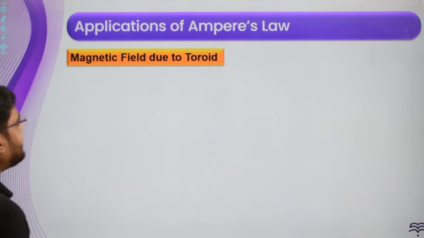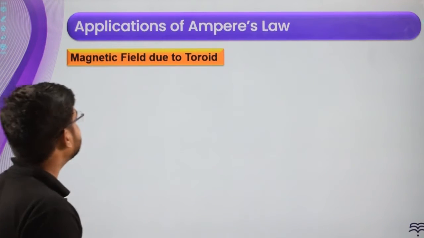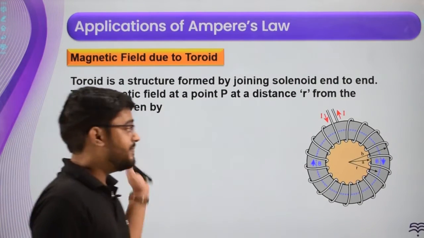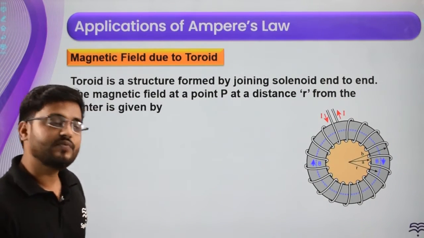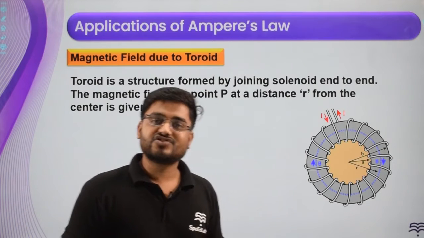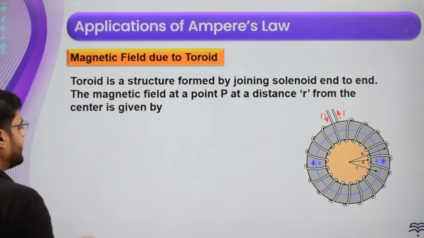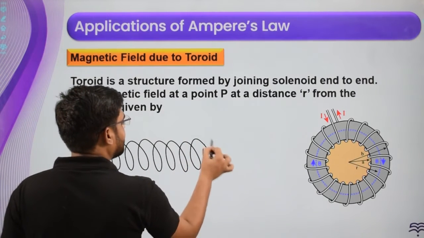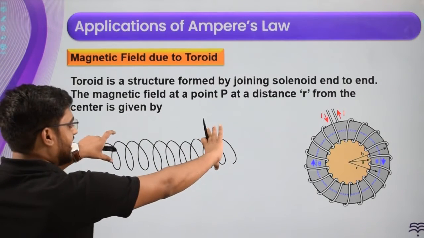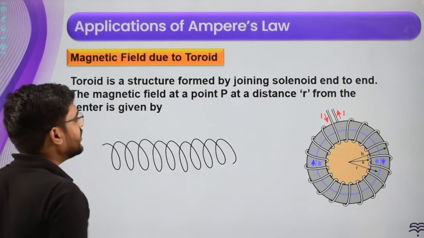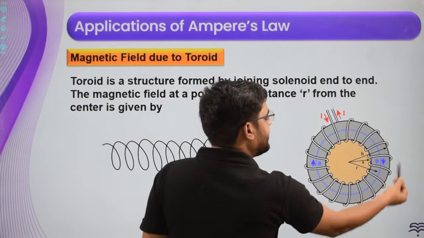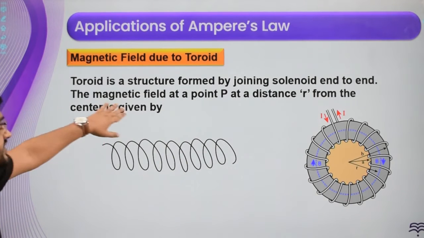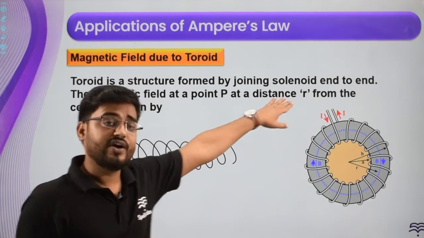Now this is the second application of Ampere's law, and this is the magnetic field due to a toroid. So we are going to find first the magnetic field due to a toroid. First we need to understand what a toroid is. So a toroid is a structure. Last time we discussed the solenoid. A solenoid is a structure like a spring, a spiral helix. And if you take a solenoid and bend it to make a circle, we get a toroid. So a toroid is a structure like a closed solenoid, formed by joining a solenoid end to end.